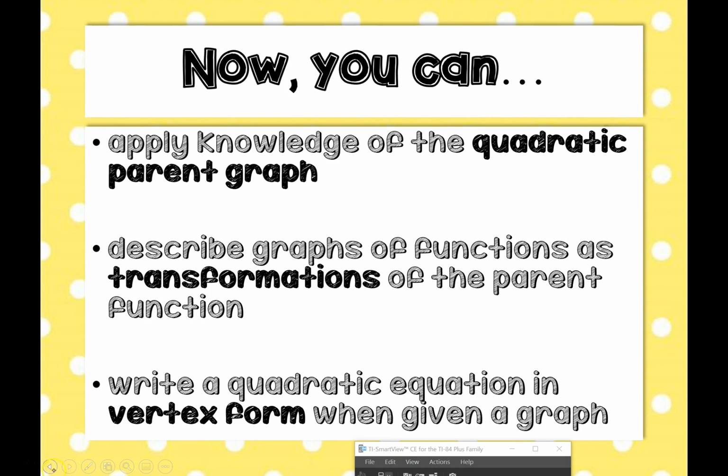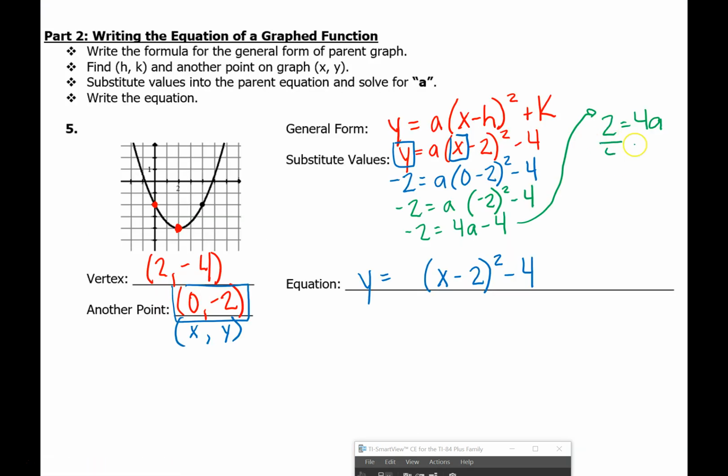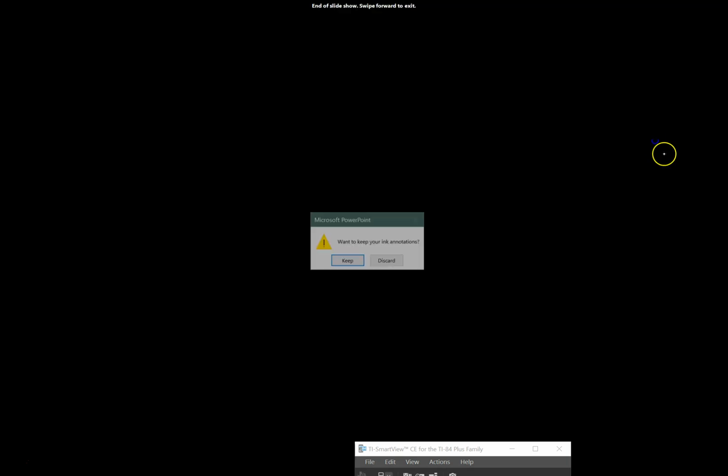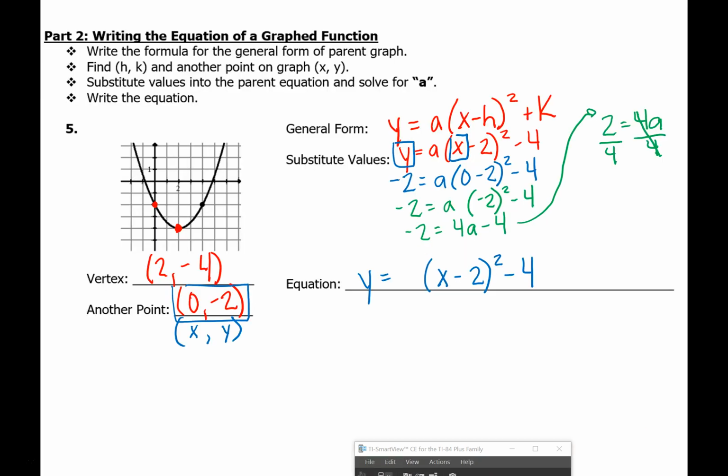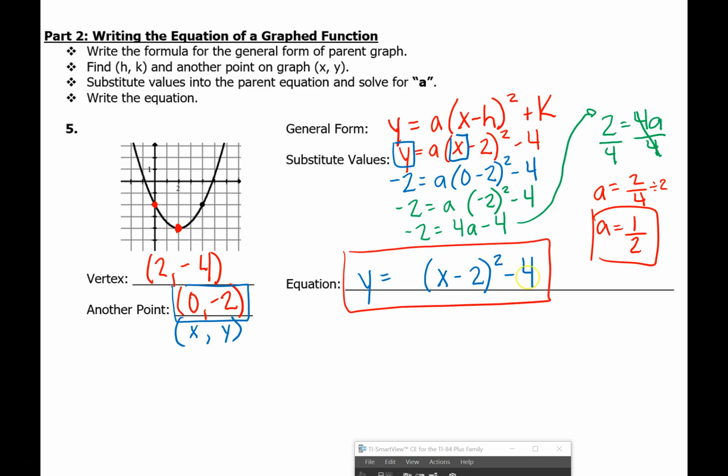And then I'm going to divide by 4, because those will divide out. And that leaves me with a is equal to 2/4, which is a fraction that reduces, because they're both divisible by 2. 2 divided by 2 is 1, and 4 divided by 2 is 2, which means my a value is 1/2. So I've almost got my full equation here. I have my h and my k, and now I know my a is 1/2.